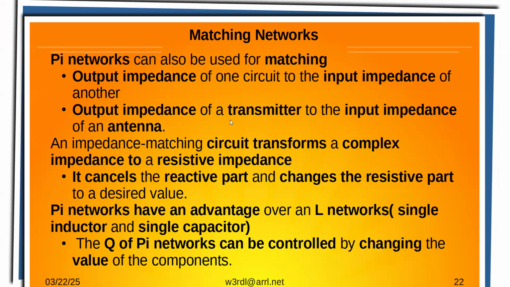Okay, you can use these as matching networks. So the intent is you want to match the output impedance of one to the input impedance of another, like your transmitter to your antenna. And what you're going to do is create the complex conjugate, which is why you use a Smith chart.